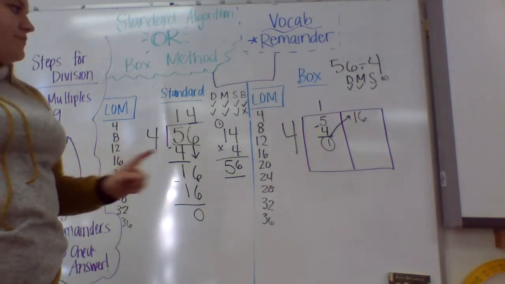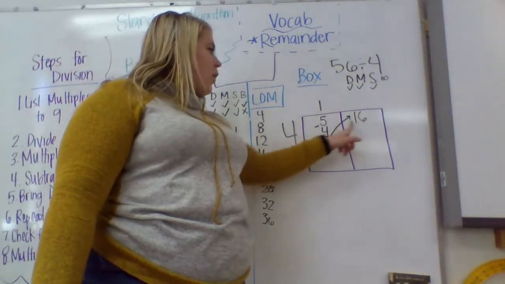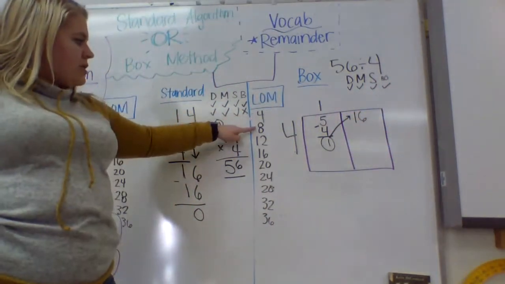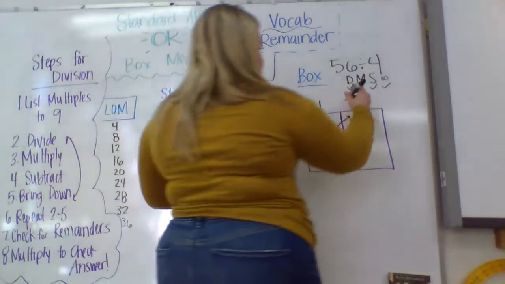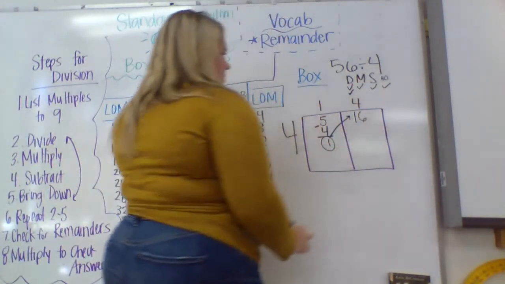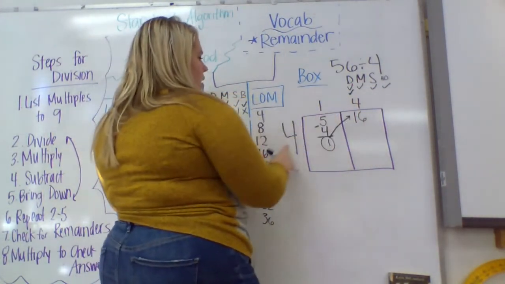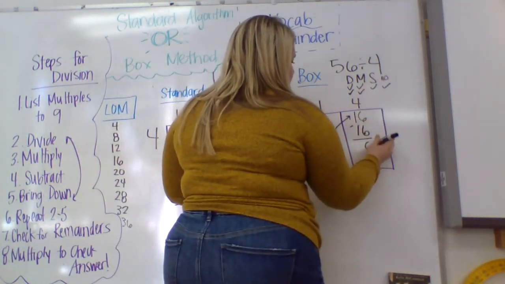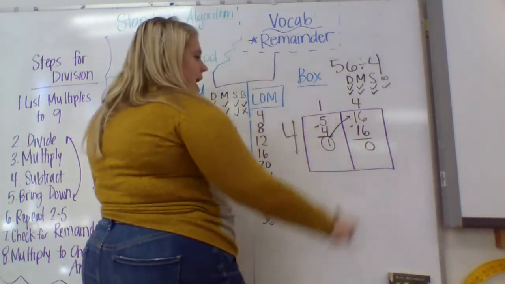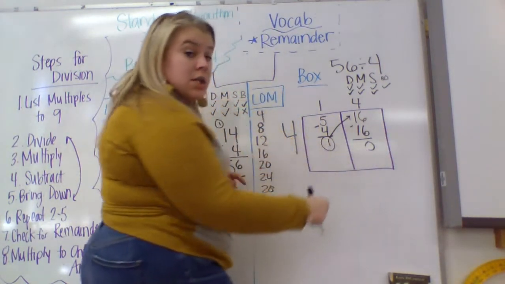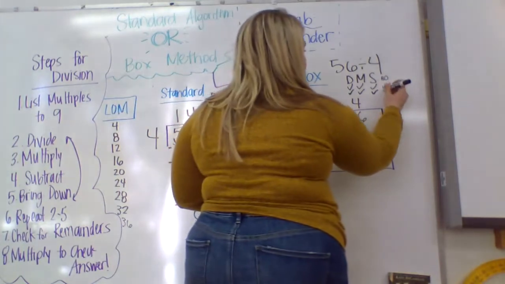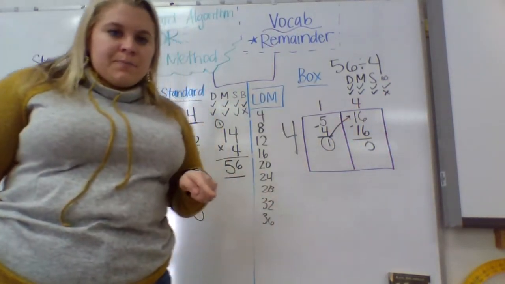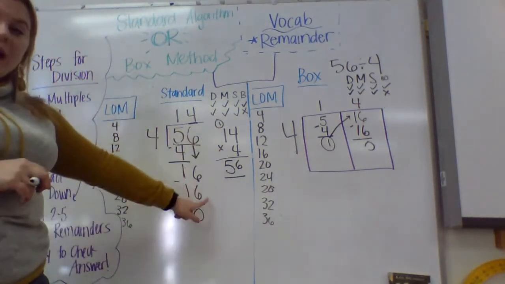So now I want to know how many times can 4 go into 16. So I've brought it over. I know 1, 2, 3, 4 times. I divided. Now I need to multiply. 4 times 4 is 16. 16 minus 16 is 0. There's nowhere to take that 0. I can't bring the 0 over anywhere. So my answer is 14. And we would check it with multiplication.